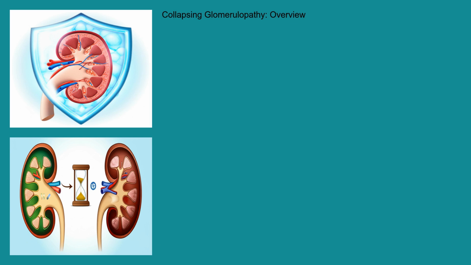Recent research focuses on developing more targeted therapies to protect podocytes and prevent glomerular collapse. Scientists are also exploring new biomarkers to improve early diagnosis and predict disease progression. As research continues, we hope to see improved treatment options and better outcomes for patients with collapsing glomerulopathy.